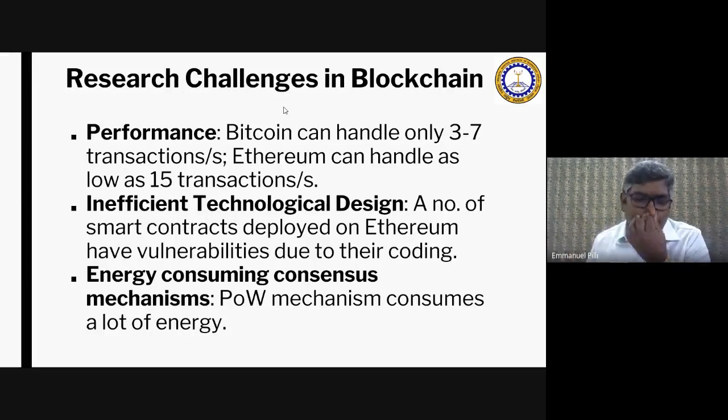So obviously, it takes more time to get the bitcoins which are generated. So it can handle only up to 3 to 7 transactions. Ethereum can handle slightly more transactions. And then there is an inefficient technological design also. The number of smart contracts developed on Ethereum have vulnerabilities due to their coding. Energy consuming consensus mechanisms are also there, so they consume a lot of energy.